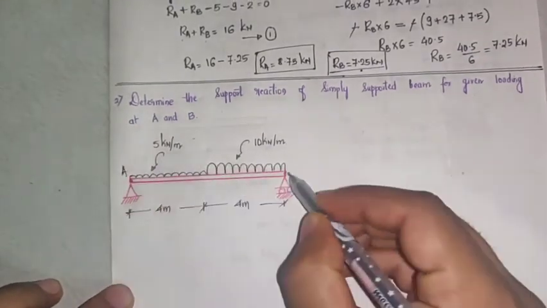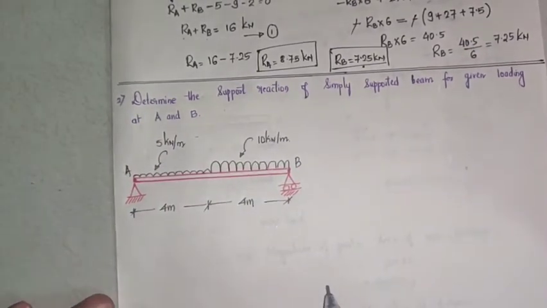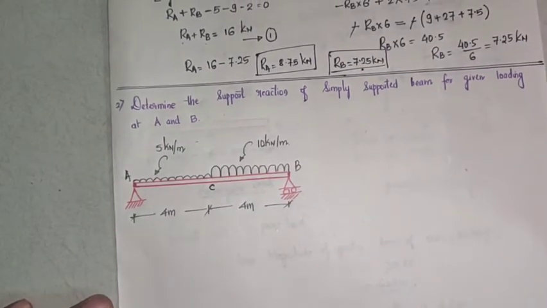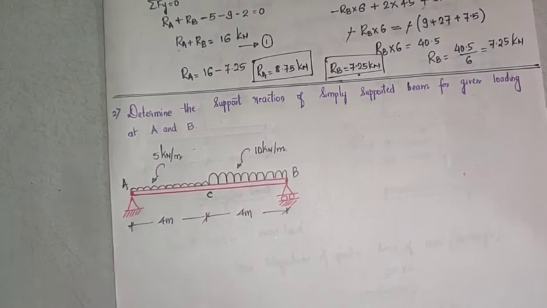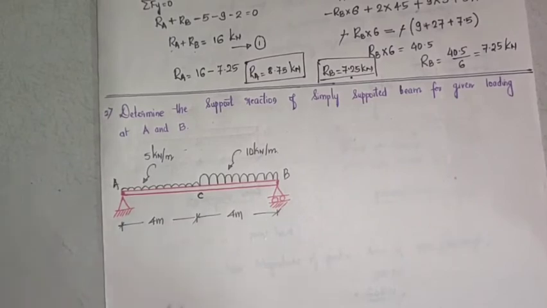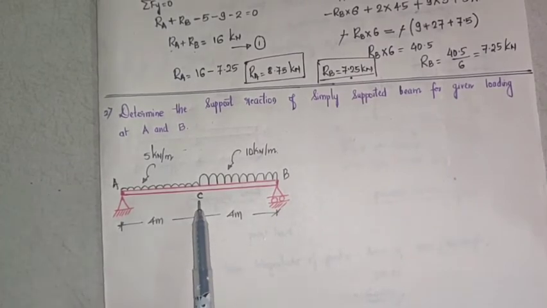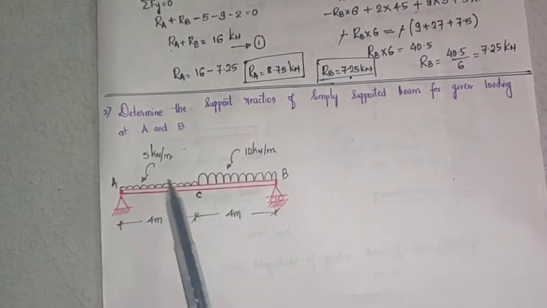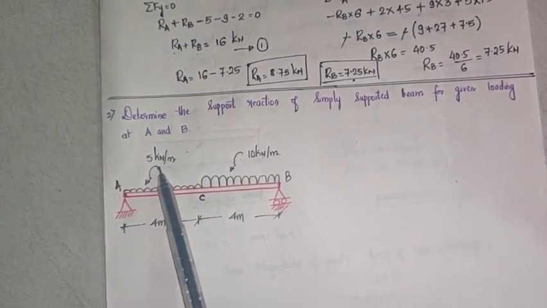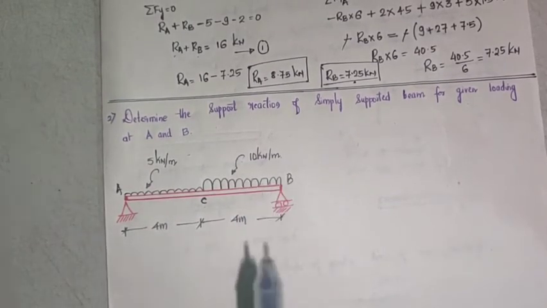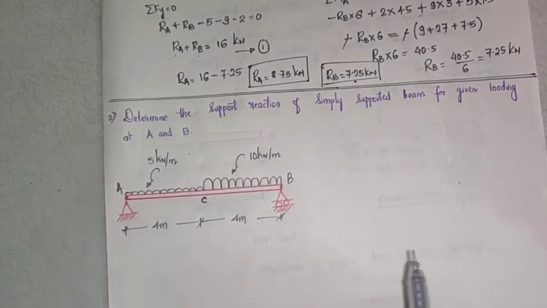So again I'll take this as A and this as B, and this point I'll mark as C. So don't get confused. Always remember, reactions are developed only at the supports. Now even though I have mentioned C here, there is no reaction here. This point C is just to differentiate the intensity of loading, because from A to C the intensity of load is 5, from C to B the intensity of load is 10. But reaction is only developed at the support.